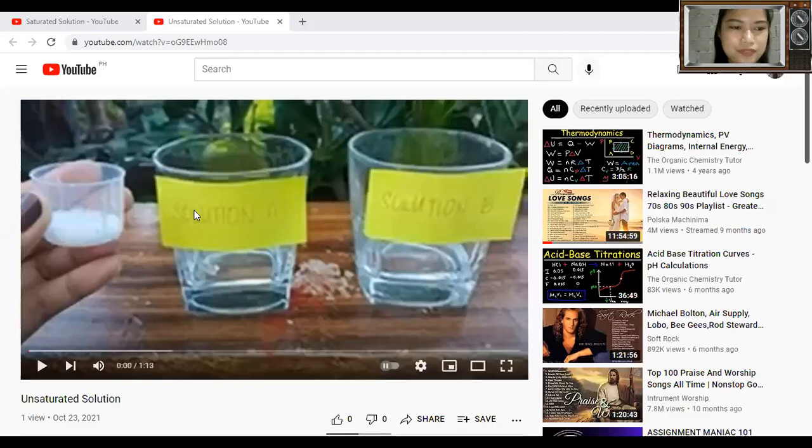So the setup, solution A and solution B with the same amount of water, 20 ml of water. Solution A is added with 2.5 ml of sugar, equivalent to a half teaspoon. So let's play. Take a look.